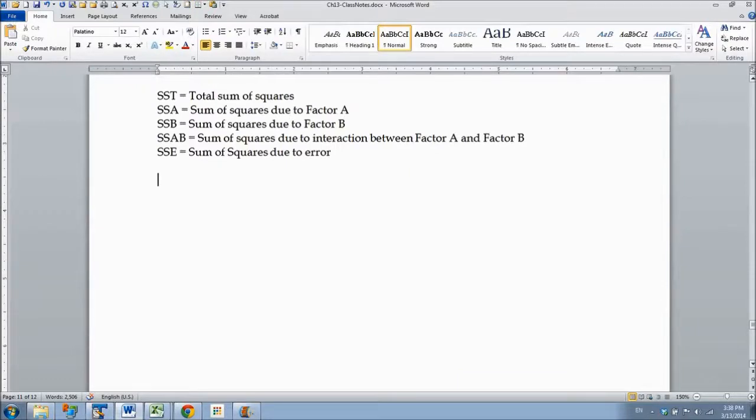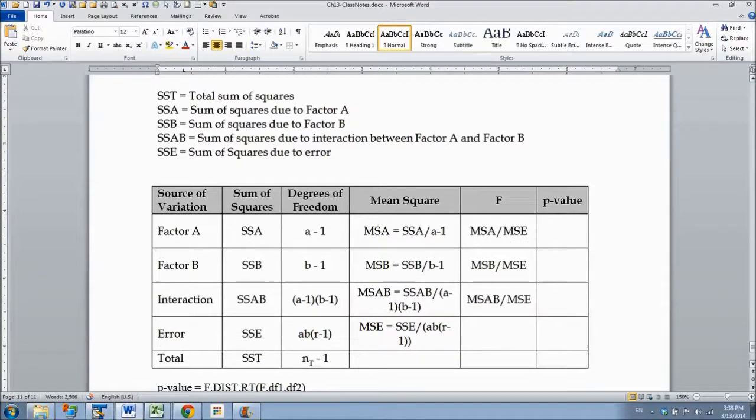These sums of squares can now be summarized into an ANOVA table. So we have factor A in the first row, and the sum of squares for factor A is SSA. The degrees of freedom is a minus 1, where a is the number of levels of factor A. Divide that into SSA, and we get the mean square due to factor A, MSA. Do the same thing for factor B. Now the number of levels of factor B is lowercase b, and b minus 1 is its degrees of freedom; divided into SSB, you get MSB. And then for the sum of squares for interaction AB, the degrees of freedom is the product of these two degrees of freedom, a minus 1 times b minus 1, and divide that into SSAB, you get the mean square of interaction AB.